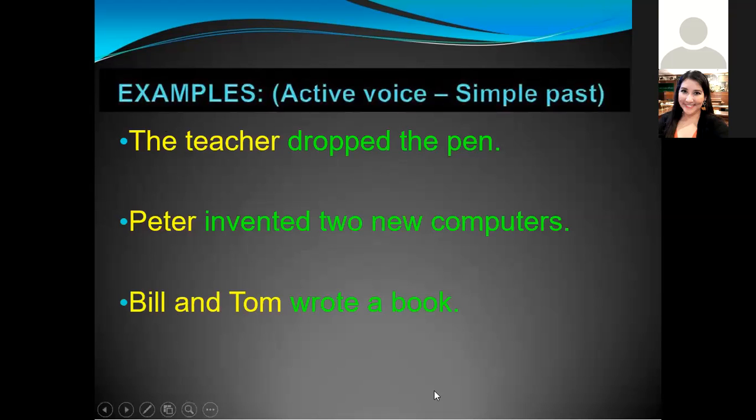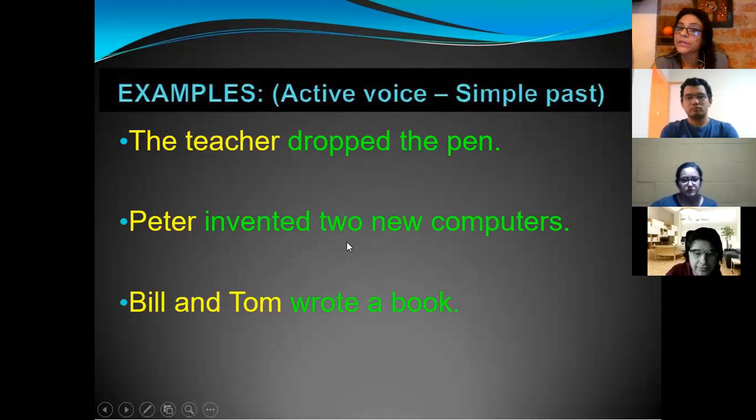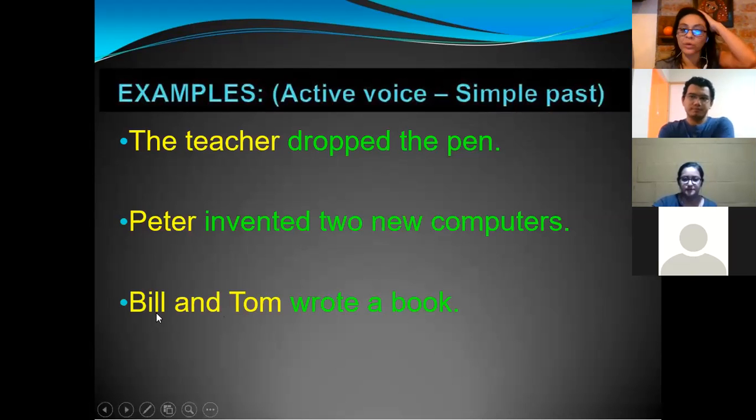So if you notice, all these three sentences, guys, are in active voice, and they're in simple past. How do I know that these are in active voice? Because it's normal English. All right, you have the subject here at the beginning, you have the verb in simple past, and you have the complement, or the object, okay? What is the object of this sentence, guys? What is the object? The pen. The pen, very good. The pen is the object, all right? What is the object in this second sentence? New computers. Perfect, very good, excellent, guys. What is the object in this sentence right here? A book, very good. You guys are getting it, all right, super.